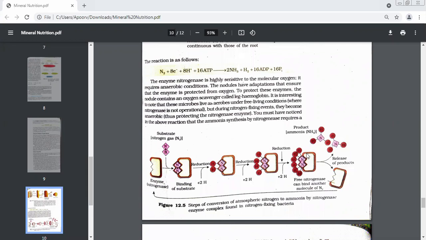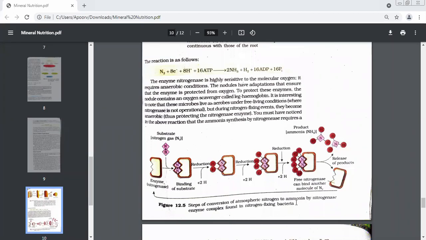Now all this has got separated. Nitrogen is gone, hydrogen is gone. What is left over here? The structure. What was the structure? Nitrogenase. Yes, free nitrogenase enzyme. Why do we call it a free nitrogenase enzyme? Because its binding site is free now. There is nothing on the binding site. Such an enzyme is known as a free enzyme. So your nitrogenase is again free now. It will again start the same process. Free nitrogenase can bind another molecule of nitrogen. Again, this side is free, and nitrogen can come and combine here. So these are the steps of conversion of atmospheric nitrogen to ammonia by the nitrogenase enzyme complex found in the bacteria.